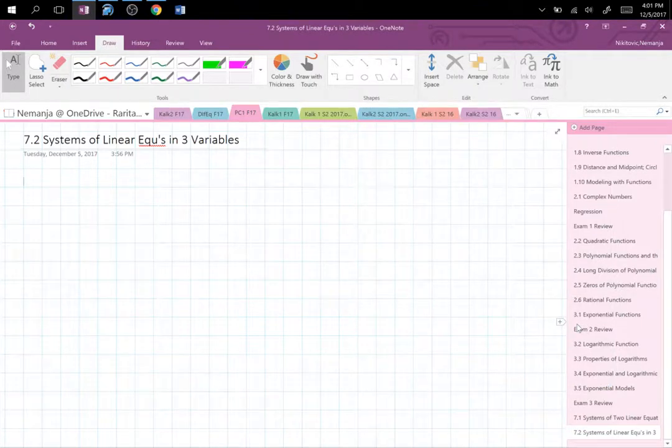Hello and welcome back to Precalculus 1, section 7.2, Systems of Linear Equations in 3 Variables. So generally we want to have the number of equations match the number of variables, and we can calculate if the solution exists. Obviously we can calculate the solution.